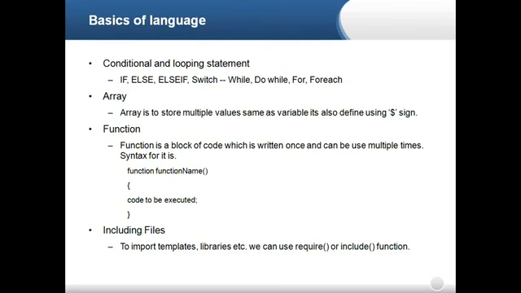Apart from the conditional and looping statements, you have arrays. An array is a block of variables. Instead of defining a different variable for each and everything, you can just create one variable called an array, define the element names there, and assign the values. It also starts with the dollar sign. We'll see how to use it in a small demo session.